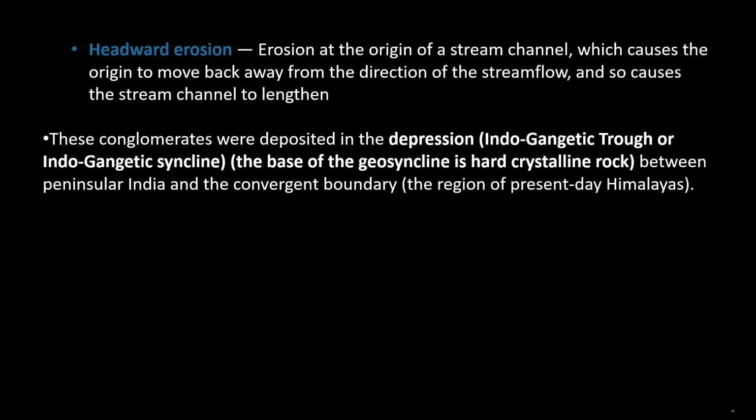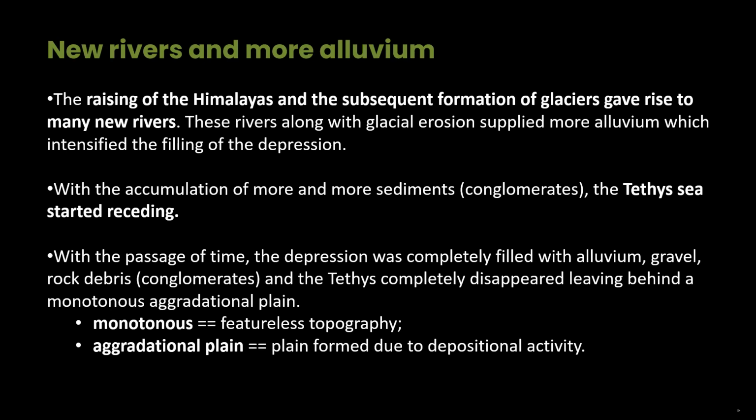Headward erosion at the origin of a stream channel causes the origin to move back away from the direction of the stream flow, and so causes the stream channel to lengthen. These conglomerates were deposited in the depression, the Indo-Gangetic Trough or Indo-Gangetic Syncline. The base of the geosyncline is hard crystalline rock, between peninsular India and the convergent boundary, the region of present-day Himalayas.